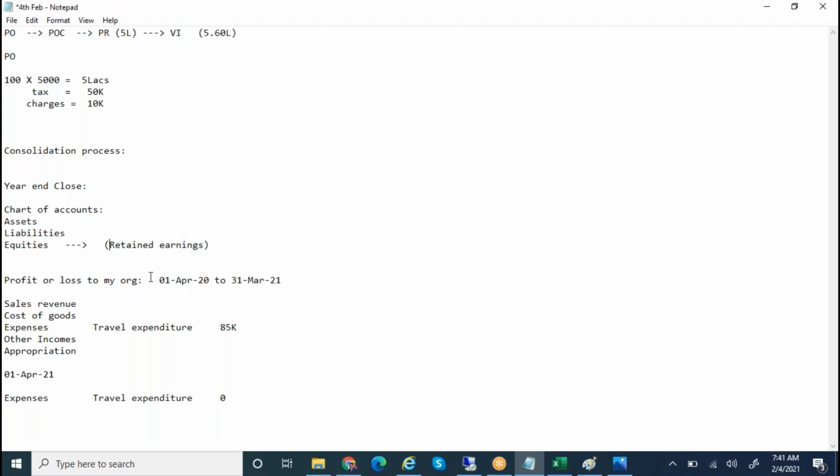Suppose the ledger account is something like 320100, retained earnings; it will be transferred. Once it is transferred, it will be distributed between the investors. This is called the year-end process. Understood this year-end process, at least at a high level? Any doubt in this? Anyone?